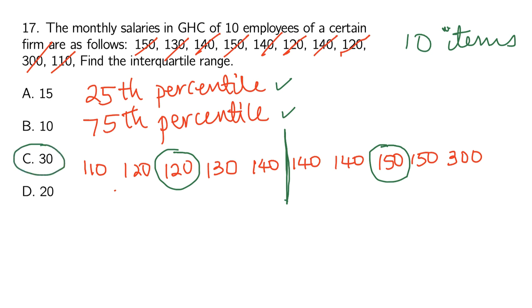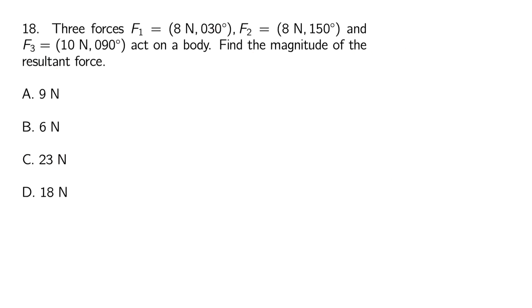All right, the next question is question 18. 3 forces, F1 equals that, F2 equals that, and F3 equals that. They act on a body, and we are supposed to find the magnitude of the resultant force. In a question like this, it's always good to draw a diagram, just so you know what is going on. So we draw a diagram.